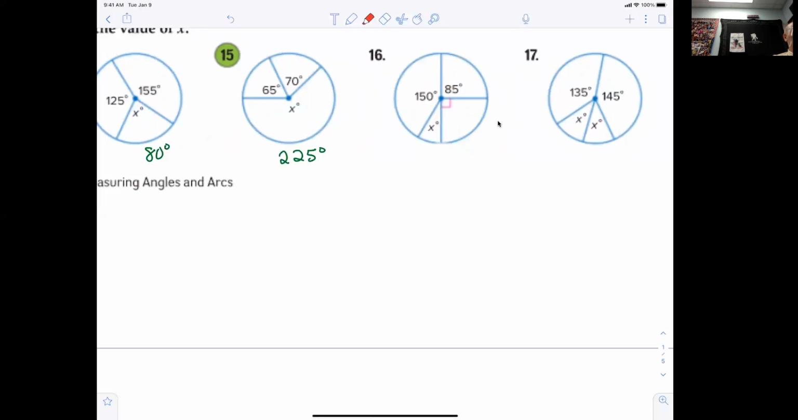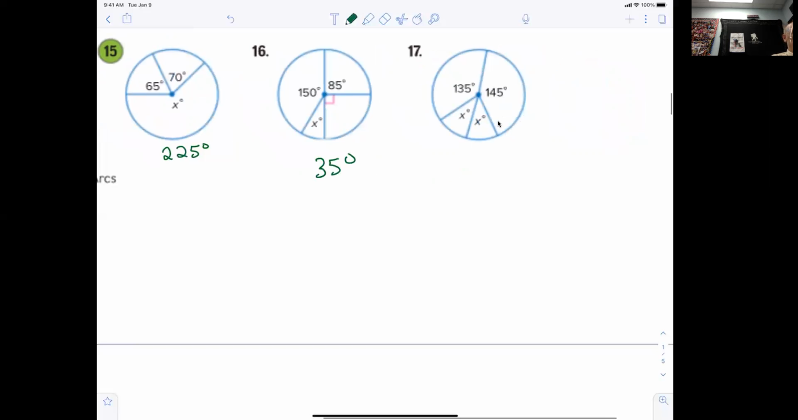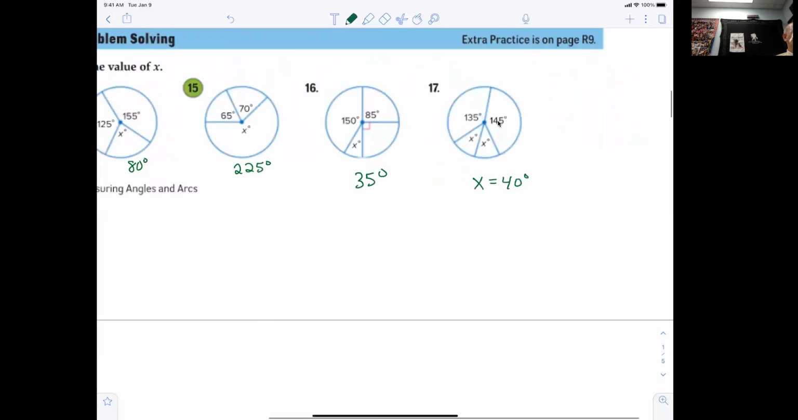What is x here? How much? 35. Anybody have any issues with 35 degrees? All right, 17, help me out. X equals 40 degrees. Everybody good with that? Yeah, I agree, easy.